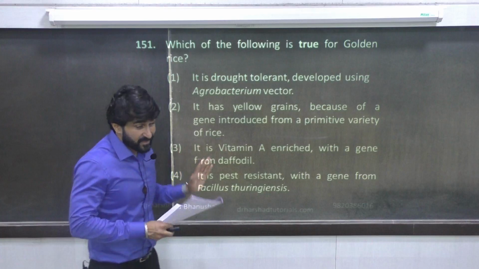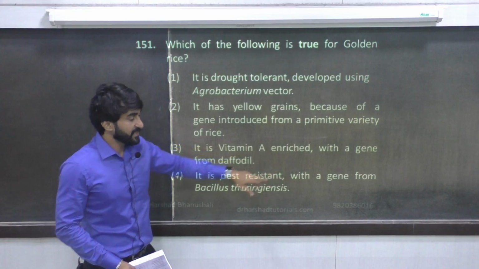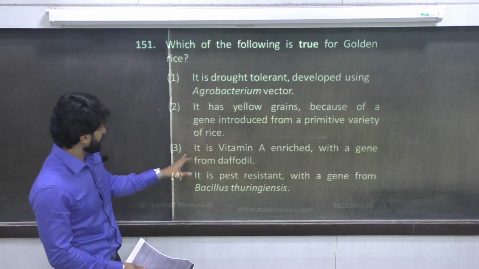Now, this is not an NCERT question, because in NCERT, golden rice is mentioned, but where you get the genes from is not mentioned. So this is our correct answer. It is a vitamin A enriched rice with a gene from daffodil. If you want to find out the correct answer, this part was enough. If you know what golden rice is, this part is enough.